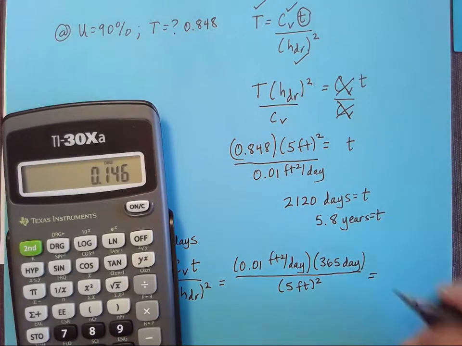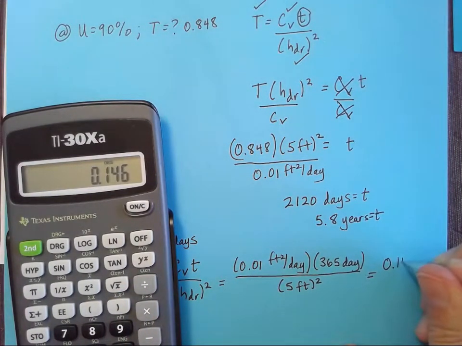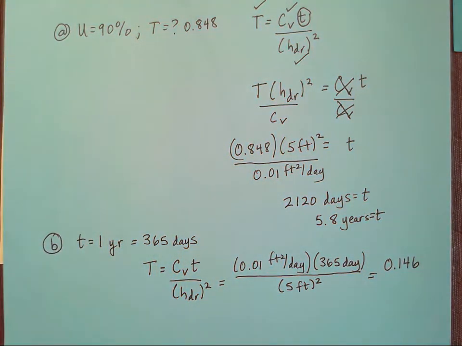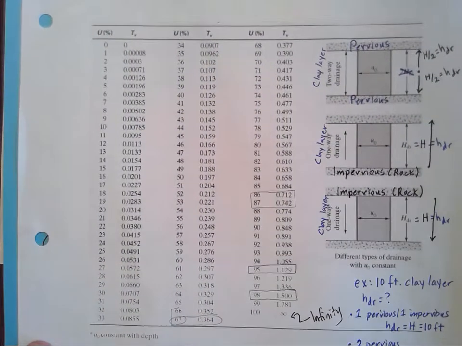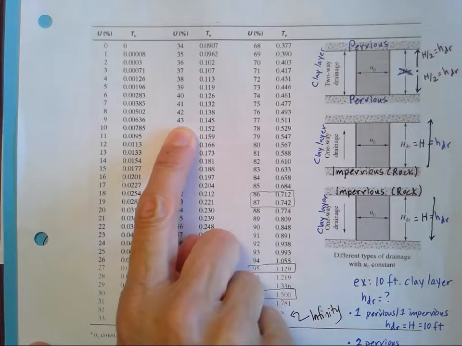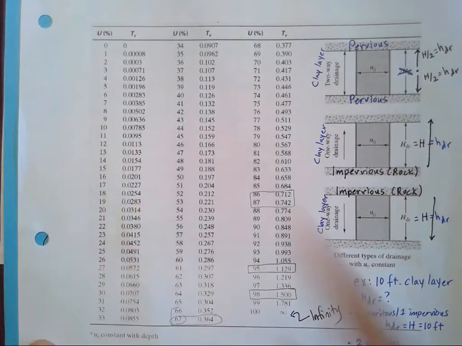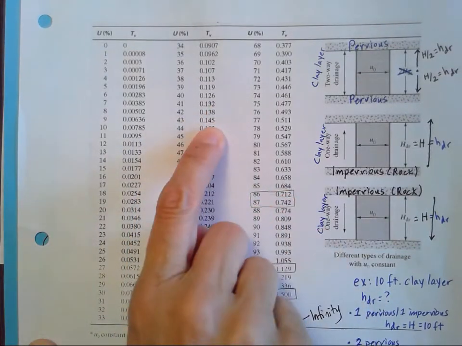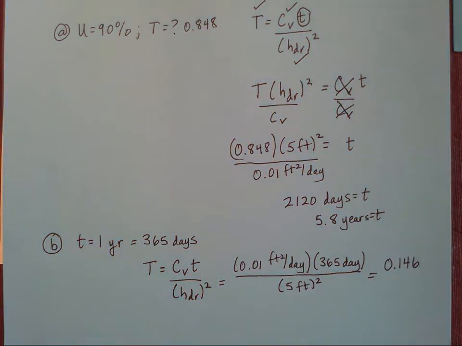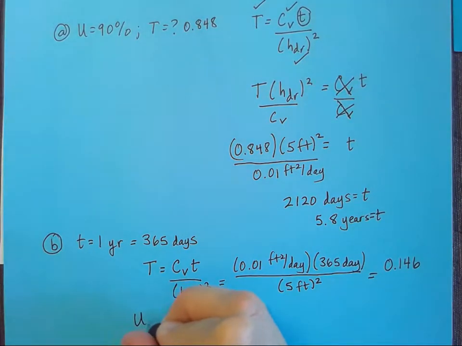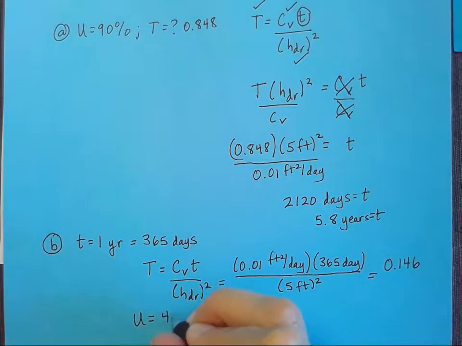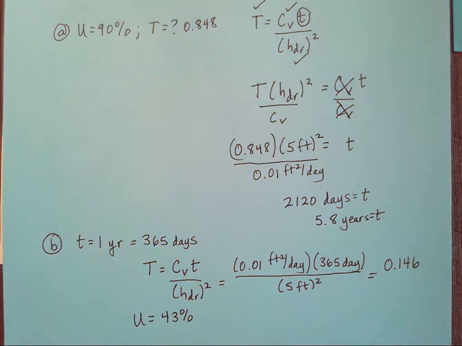Get something kind of small, 0.146 for my T. And so when I look onto my chart here, well, that's right around a U of 43%. So it's 0.145, I got 0.146, but that'll work. So my percent of consolidation that I've gotten is 43% at that 1 year mark.